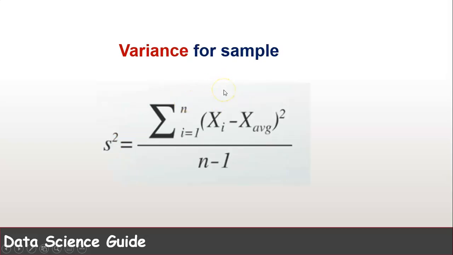Variance for a sample is very similar. The only change here is that we are subtracting 1 from the total number of the sample. You see here n is in lowercase to indicate this is a sample.